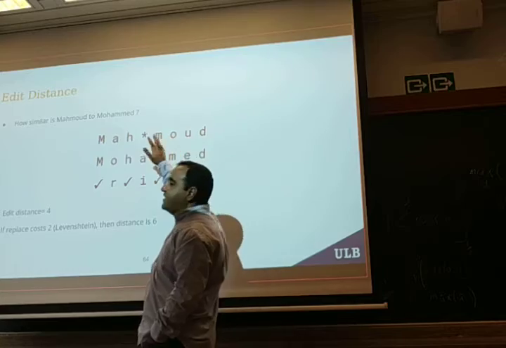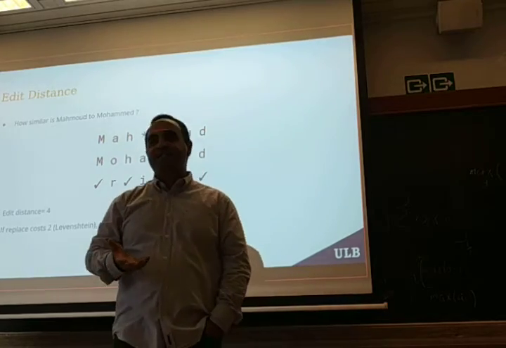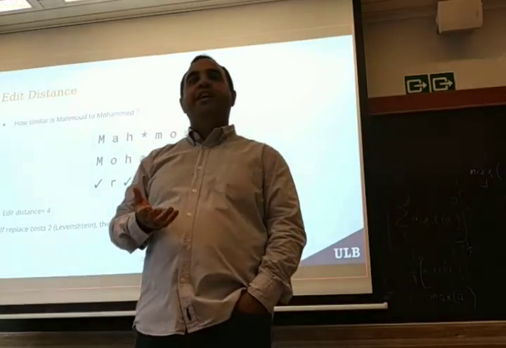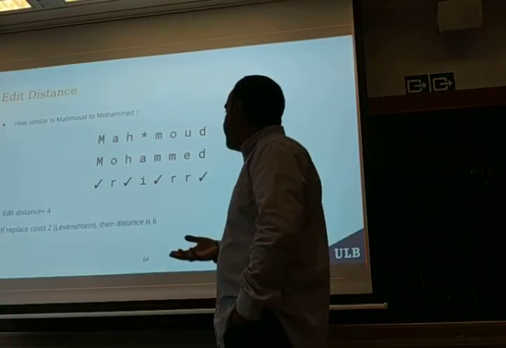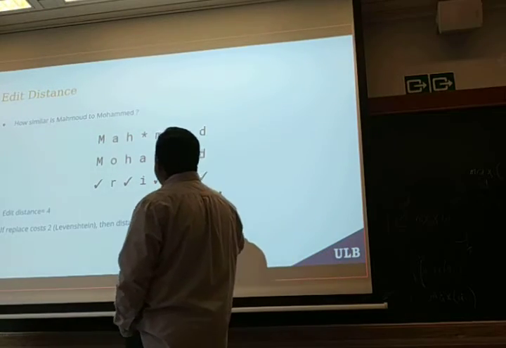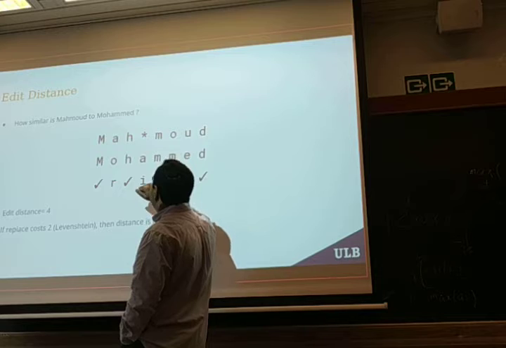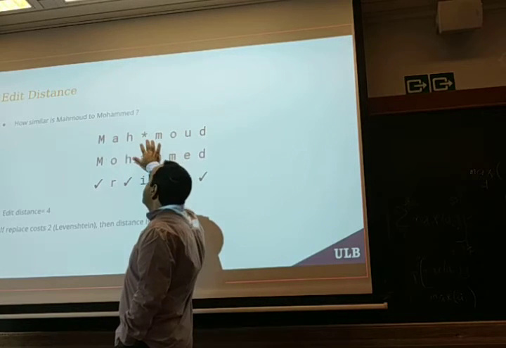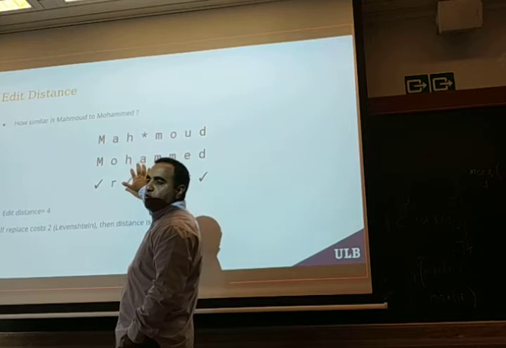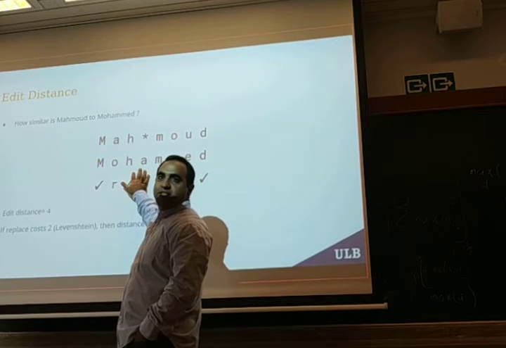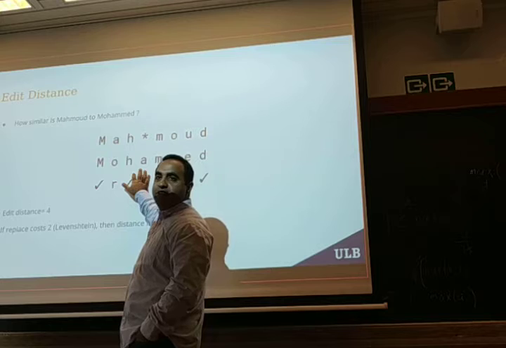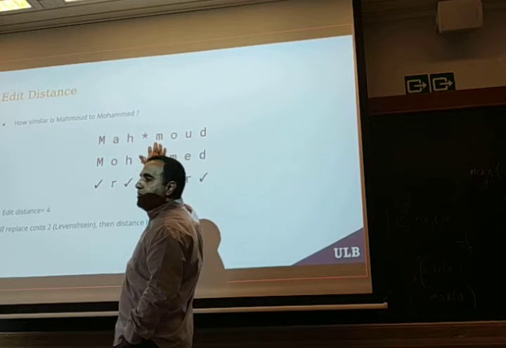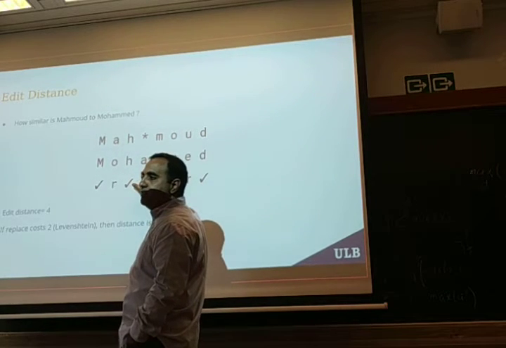So how to measure the distance between two strings? One way is to do the edit distance. The idea of the edit distance is how many edit operations we need to do in the source string in order to reach the destination string. So if I start with Mahmoud, how many edits do I need to do in order to get Muhammad?